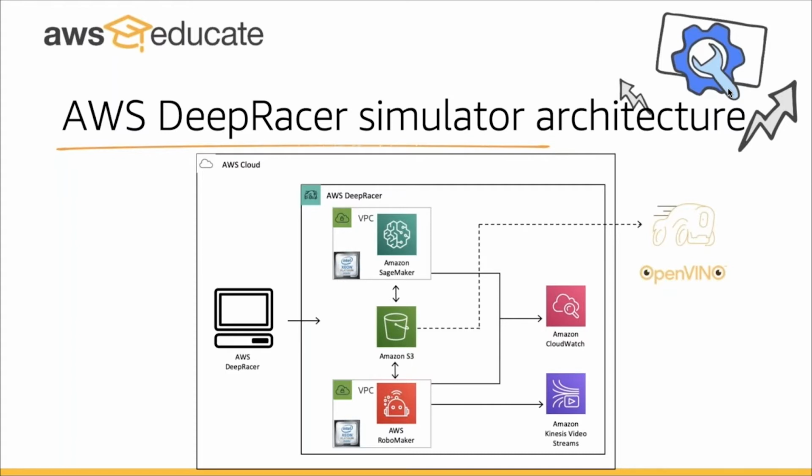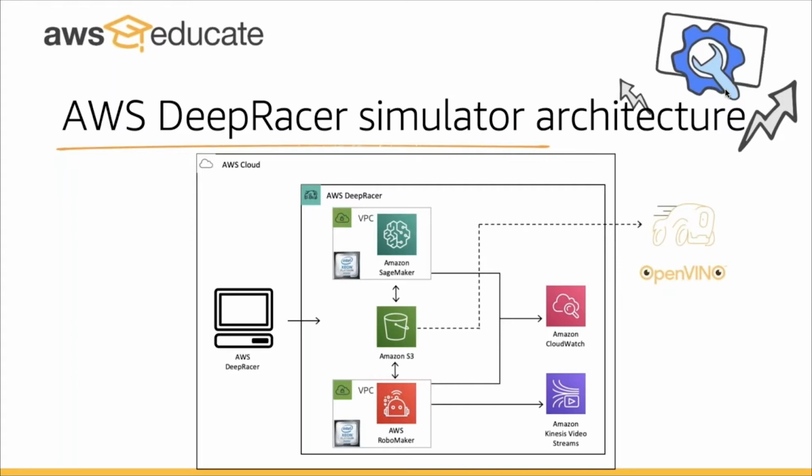So when you start training a model in AWS DeepRacer, this is what happens in the background. AWS DeepRacer starts an Amazon SageMaker and AWS RoboMaker container in your service account and links these two. It then passes the right parameters to start the training. The experience tuples, which is state, action, new state, reward, are generated in AWS RoboMaker.